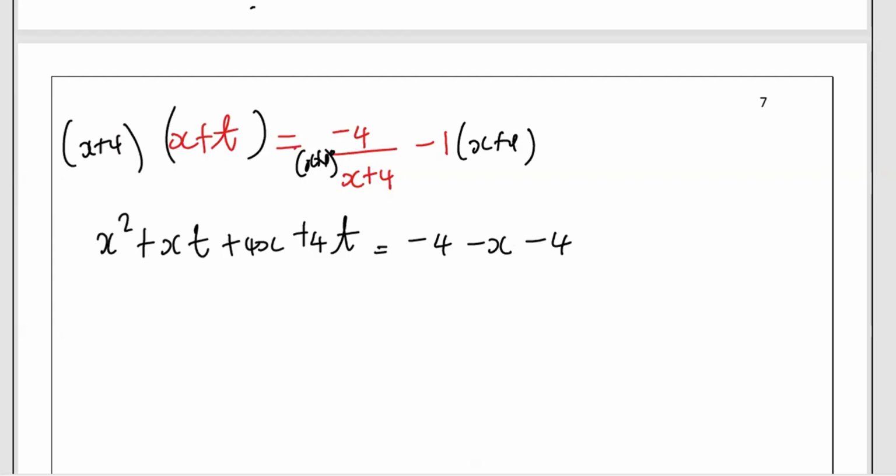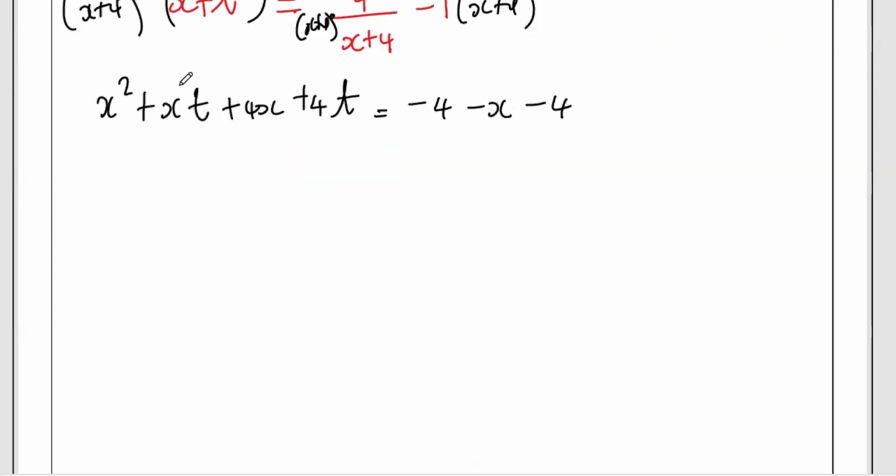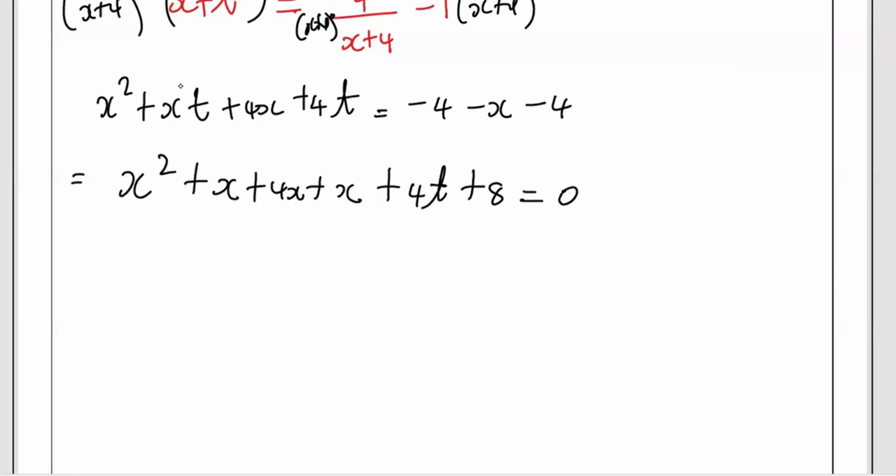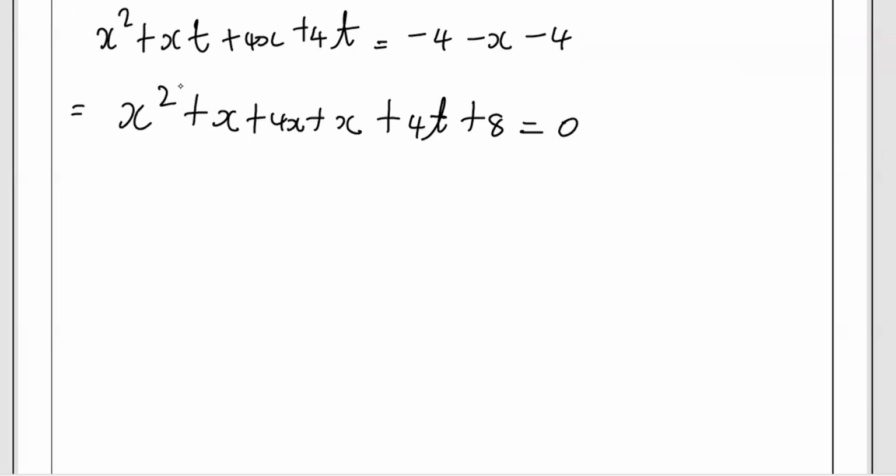Then all we need to do is regroup, collect the like terms, and then we identify. So it's going to be x squared, this will be x plus 4x, and then that is going to be a plus x plus 4t, when this one moves that side, it's going to be a plus 8 is equal to 0. Everything of mine seems to be positive. Okay, so let's see what something is short here.